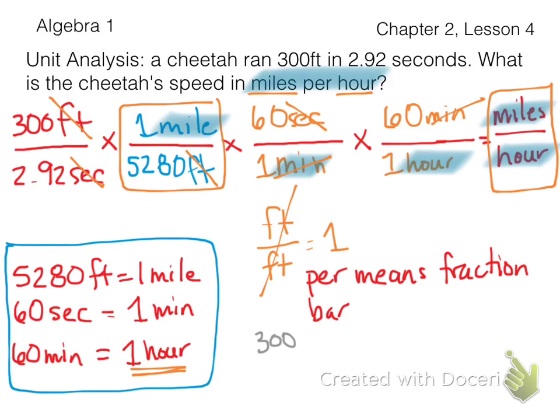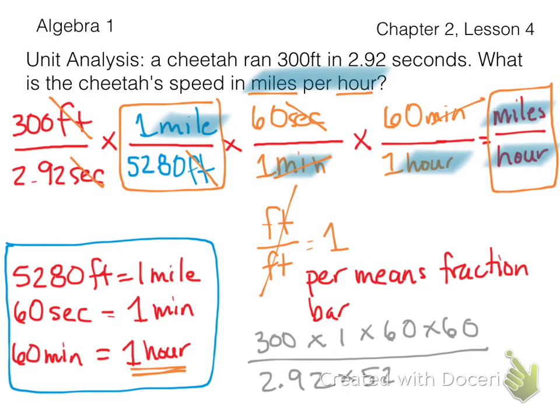So that's 300 times 1 times 60 times 60, which you've got a calculator, so it should go pretty quick, times 2.92 times 5,280 times 1 times 1. All right, so you got a calculator. Go ahead and do it. 300 times 1 times 60 times 60 is a huge number, 1088, and then 4 zeros.